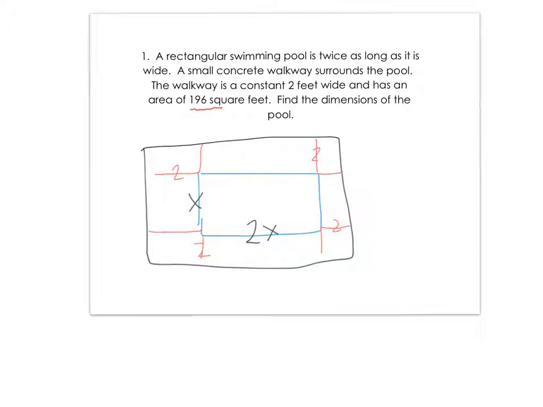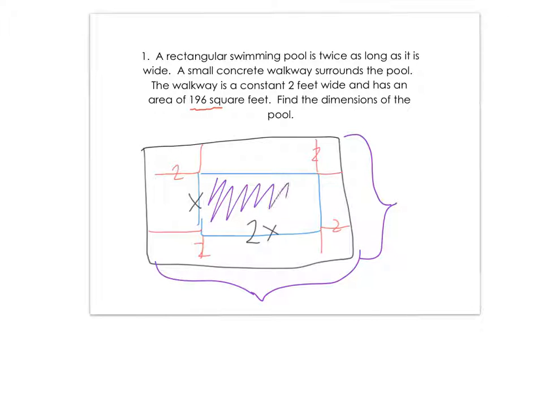and then solve for x. So this is a similar problem to something that we have looked at before. What I need to do is figure out this total side length and this total side length and then subtract the area of the pool, so I can just find the walkway surrounding the pool and then set that equal to 196.